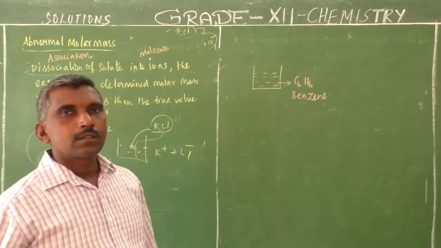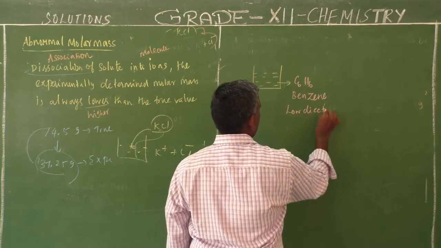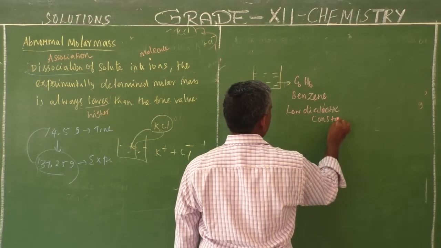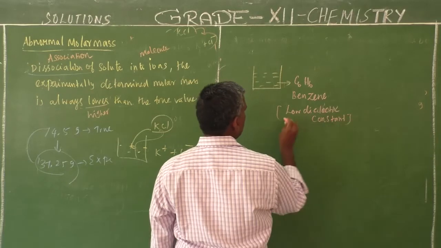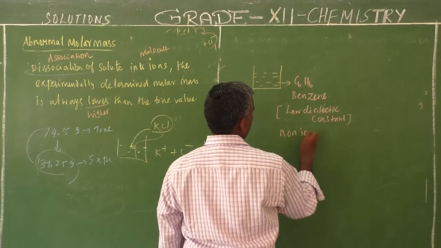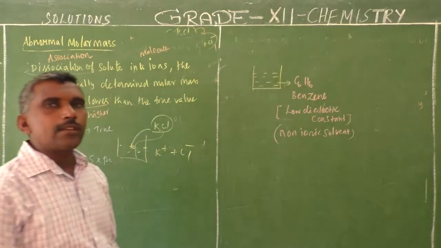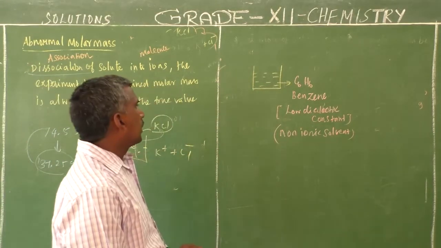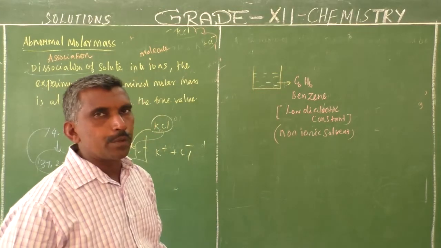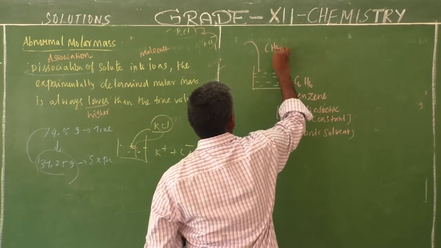This has a low dielectric constant. Low dielectric constant, or non-ionic solvent. Non-ionic solvent. Okay. Now you take a beaker filled with benzene. Benzene is a liquid, a pure liquid. Now you add the acetic acid.